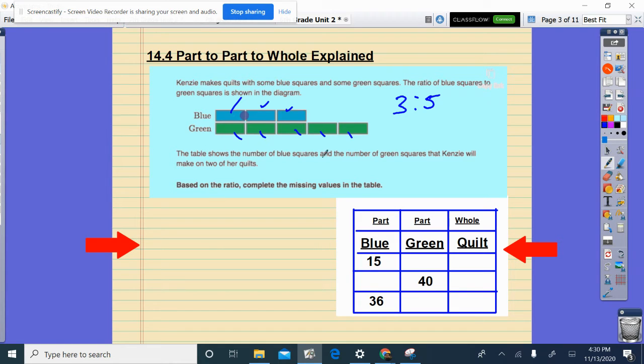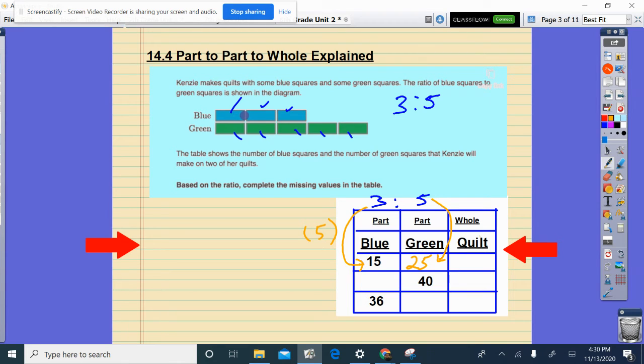And the table shows the number of squares and number of blue squares and number of green squares that Kenzie will make on 2 of her quilts. Based on the ratio, complete the missing values of the table. Well, I come down here, I can put my original ratio 3-to-5 up here. Because then I can look at this and say, well, what times 3 equals 15? Well, that's going to be a factor of 5. So 5 times 5 is going to be 25.